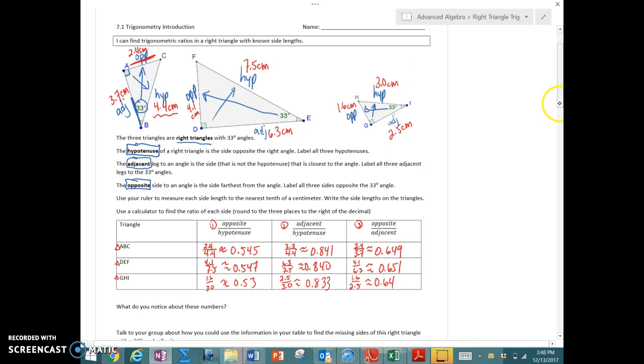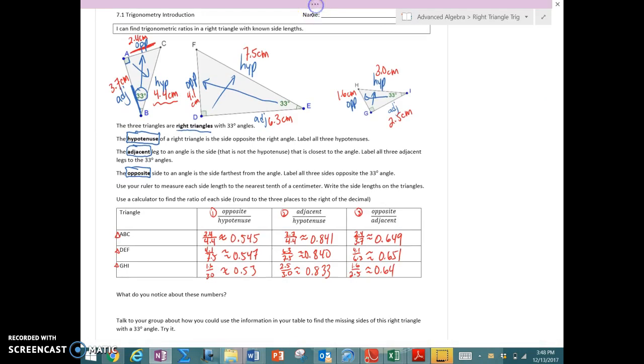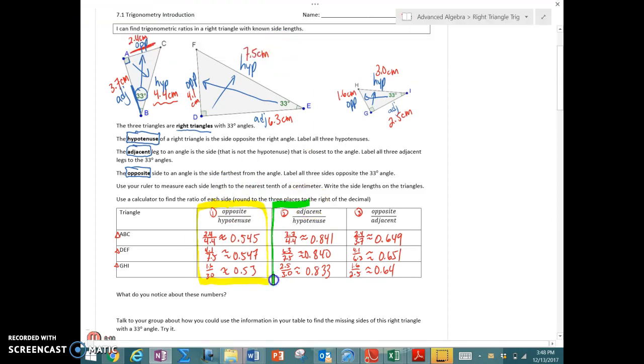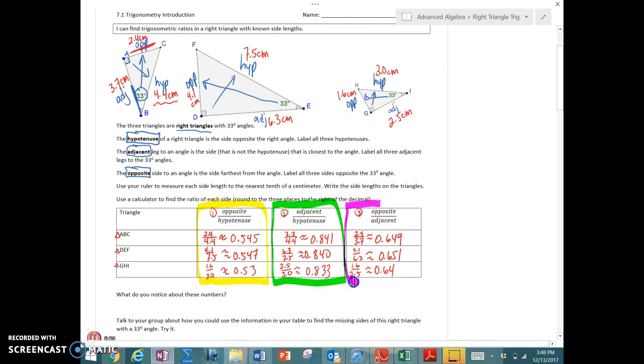Okay, so now that I've completed the table, the next question says, what do we notice about these numbers? And when I say notice about these numbers, I'm going to compare the three different columns. So the answers I got in column 1, column 2, and column 3. And hopefully what you notice as you look at these columns is that these answers are very similar. So when I did opposite over hypotenuse, I got basically 0.5, 0.5, and 0.5. If I rounded to one decimal place, they actually are all equal.